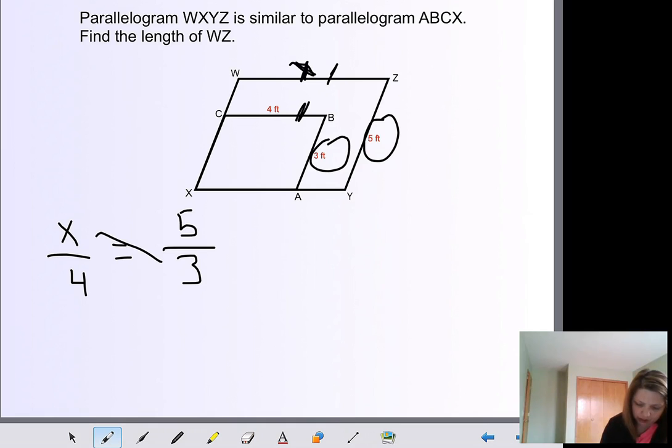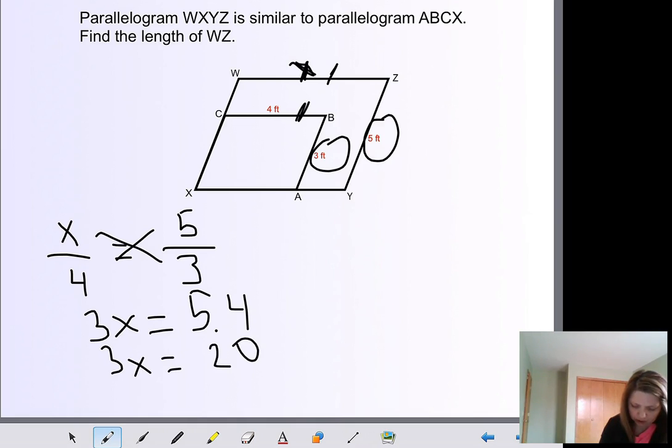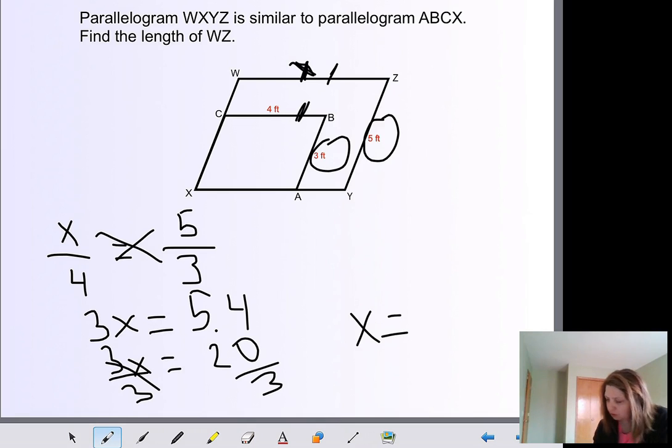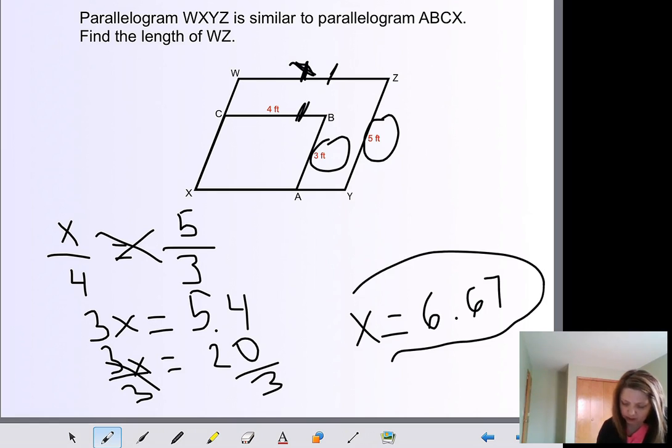So we will apply cross product. 3x is equal to 5 times 4. So 3x is equal to 20. We'll divide by 3. So x will be equal to 20 divided by 3, which will be 6.67, something like that, approximately.